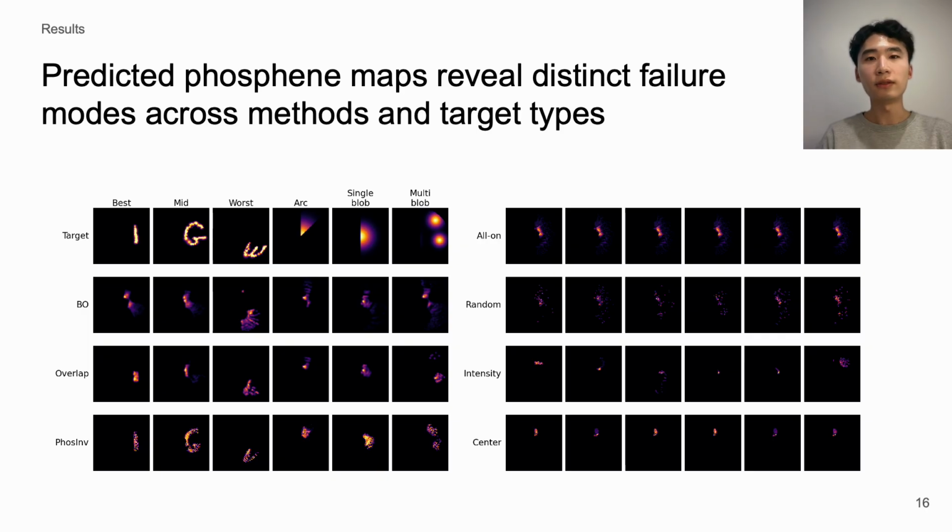The heuristics fail in their own way: random scatter, or localization to single bright pixels or rigid clusters at the array center. PhosInv produced the most legible reconstructions on in-distribution letters. You can read the vertical stroke of an I or the open curve of a G. On arcs, as expected, it concentrates in the central cluster rather than filling the full sector.